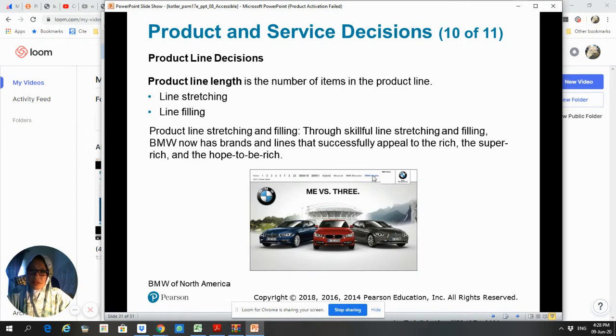Okay, then we have two choices here, line stretching and line filling. Line stretching means we have multiple choices. Just like you can see in an example here, BMW offers a series of BMW series 3, series 5, series 8, series 9, series 7, BMW 6, BMW 7, so many. They offer so many series because they want to give people a variety of choices.